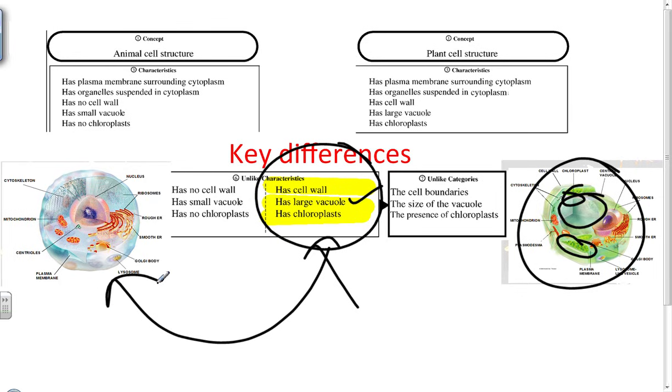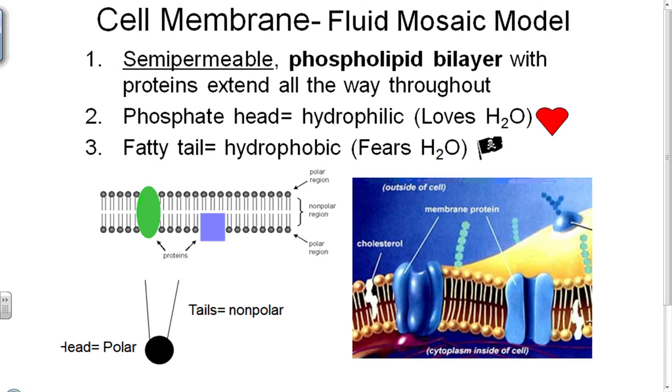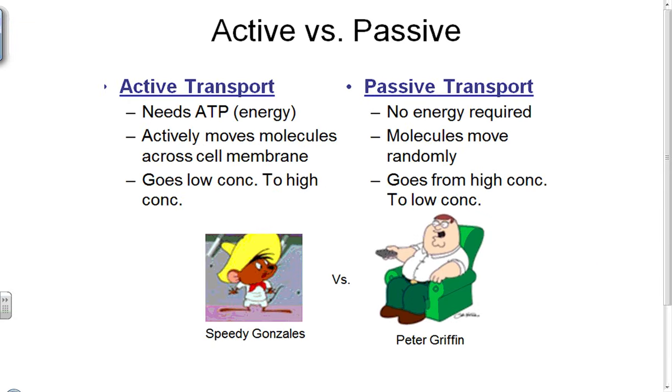If you take a look at an animal cell, it doesn't have any of those three things. So that's the key differences if you're comparing and contrasting. Next thing, cell membrane. We call it the fluid mosaic model because it's semi-permeable. That means only certain things can go in and out. What it wants to go in and wants to go out, that's really what it's talking about.